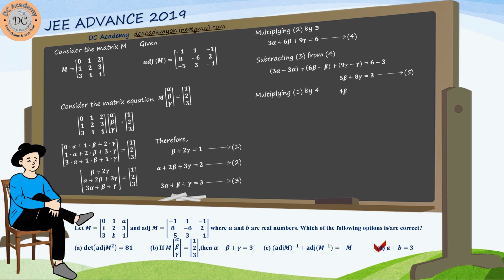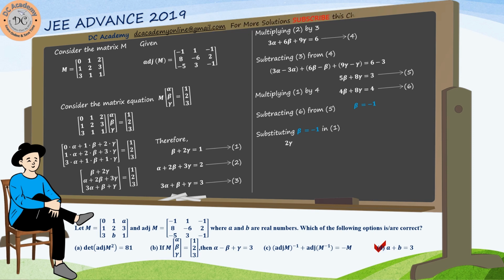Now multiply equation 1 by 4. If we do so, 4 beta and 8 gamma is equal to 4. Put it as equation number 6. Now here 5 and 6 are the two equations having beta and gamma. So now subtract 5 and 6, straightforward. If we do so, we get 5 beta minus 4 beta is equal to 3 minus 4, which is minus 1. That is, beta is equal to minus 1. As we obtain beta, we substitute that in the equation. So let's substitute in equation 1.